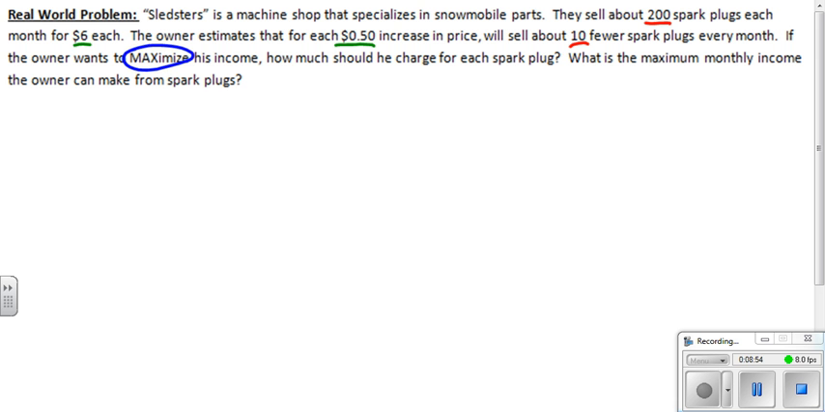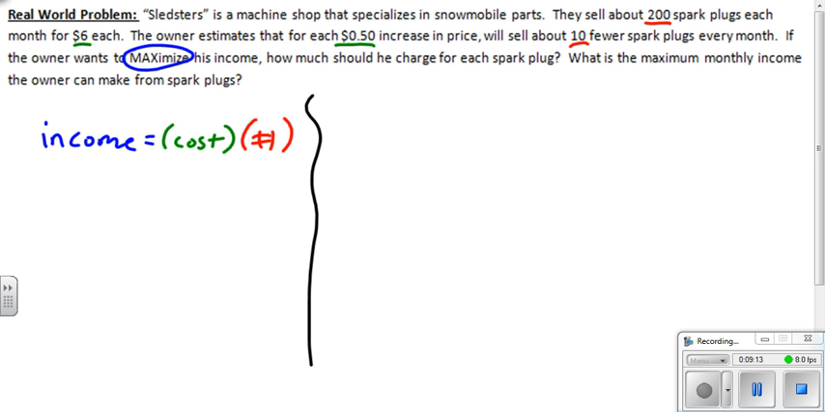So quick economics lesson here. The income that this store is going to be making is going to be equal to the cost of each of the spark plugs, what he's selling them for, times the number of how many he sells. Now, we know that the cost, we'd say that it started at $6, but he's going to be adding 50 cents for each time he increases. So we'd say plus 0.5 or 50 cents times however many times he's increasing it, which we'll say is x.